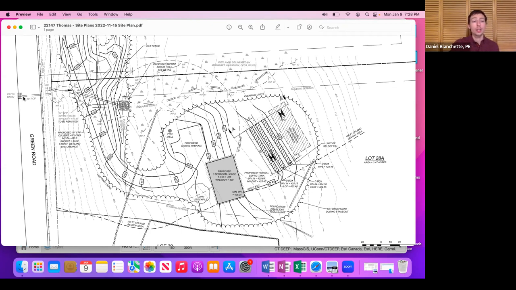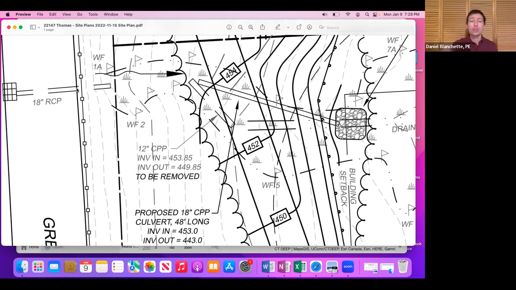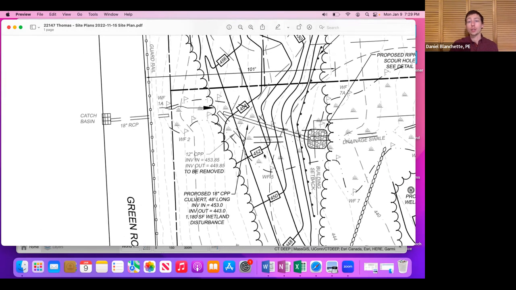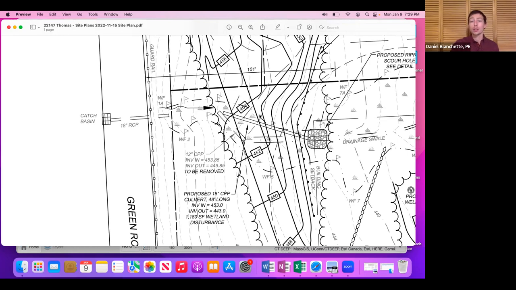Green Road has an existing 18-inch RCP under the road. It's not a very big pipe. Again, it doesn't have a large drainage area. It's really just to capture the road. And then that comes down. There's a small existing 12-inch pipe here that we're proposing to remove. And then here's the driveway, and we're proposing to install an 18-inch CPP pipe, 48 feet long, that will go under the driveway and allow us to cross that wetland.